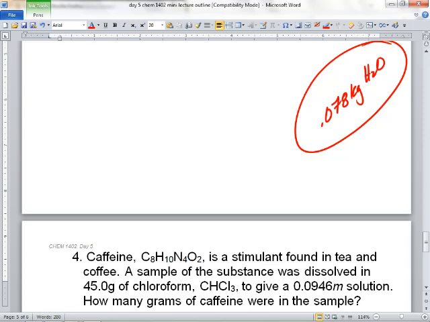Times 10 to the negative 3. Oh, I see what you're doing. Right, you have to convert it into kilograms, don't you? I see what Jessica's doing. She's taking these 45 grams on this one and converting it to kilograms. Yep. Because she recognized that as the solvent. Good. That's the first step in this one. Convert those 45 grams of solvent into kilograms, because you're using the little m equation, and that requires kilograms of solvent.